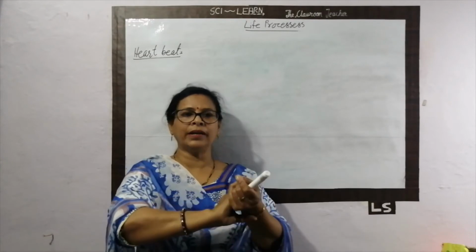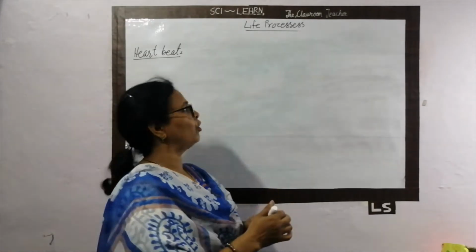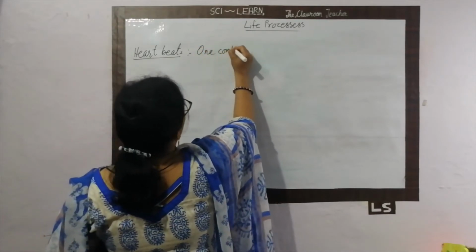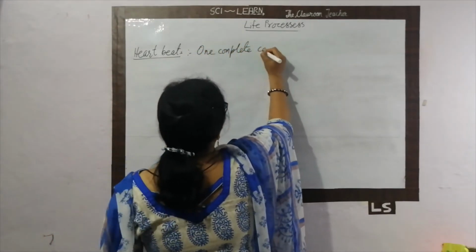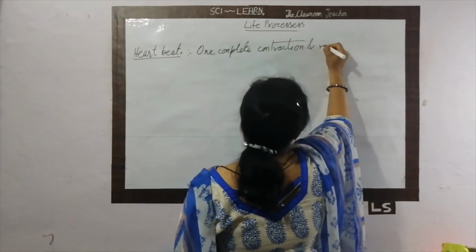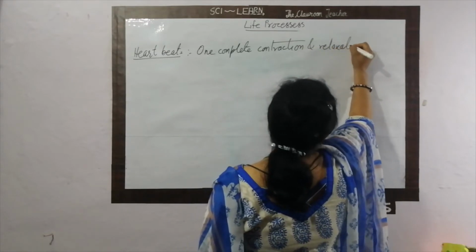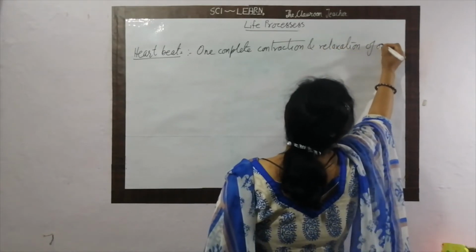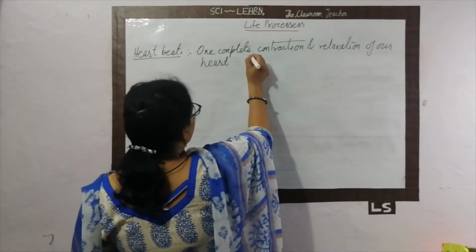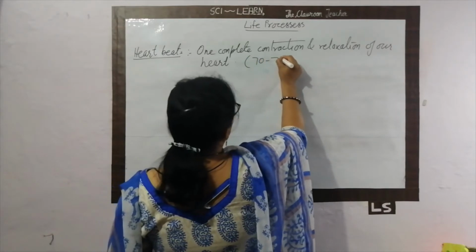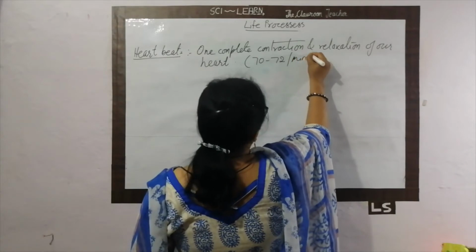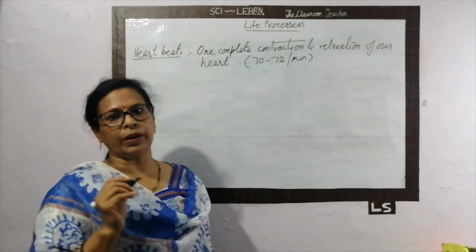One complete contraction and relaxation of the heart. What is heartbeat? One complete contraction and relaxation of our heart is called heartbeat. And what is the heartbeat rate? It is nearly 70 to 72 beats per minute.